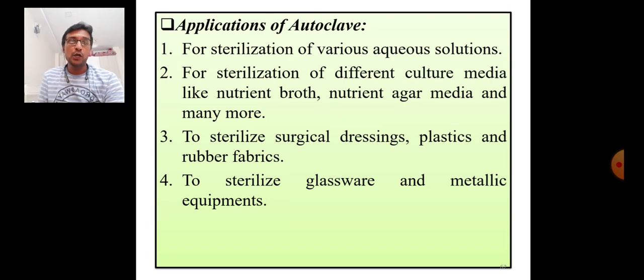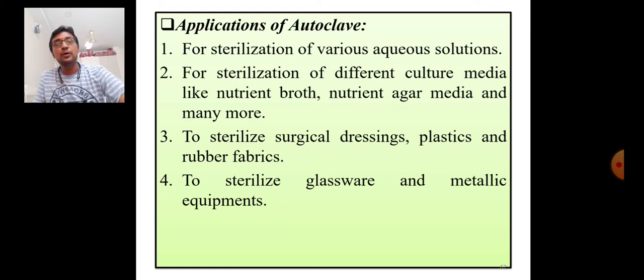Second point, autoclave is useful for sterilization of the different culture medias like nutrient broth, nutrient agar media and many more. जे वेगवेगळे कल्चर मीडिया आपल्याला लागतात for the growth and cultivation of microorganisms and bacteria, या सगळ्या वेगवेगळ्या प्रकारच्या कल्चर मीडियाचं स्टरलायझेशन तुम्ही कुठे करू शकाल? In an autoclave. Third point, autoclave is useful to sterilize the surgical dressings, plastic materials and the rubber fabrics.